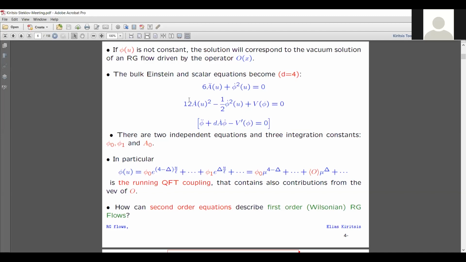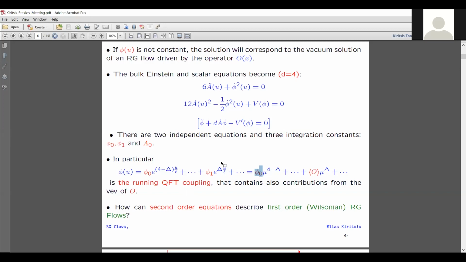So if we solve, for example, near an AdS boundary, then the scalar has the familiar form with the leading and the subleading linearly independent solutions, and the two integration constants phi 0 and phi 1, as you all know, correspond: phi 0 corresponds to the coupling constant, the ultraviolet coupling constant of the quantum field theory, whereas phi 1 is essentially proportional to the vacuum expectation value of the operator that's dual to the scalar.